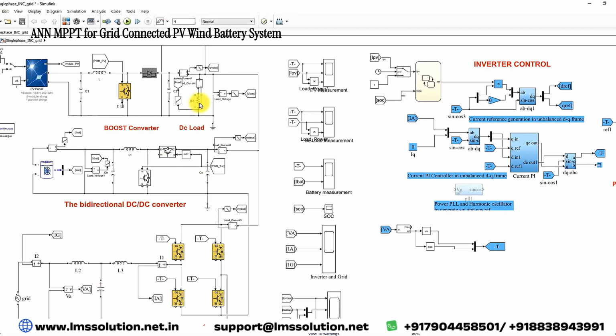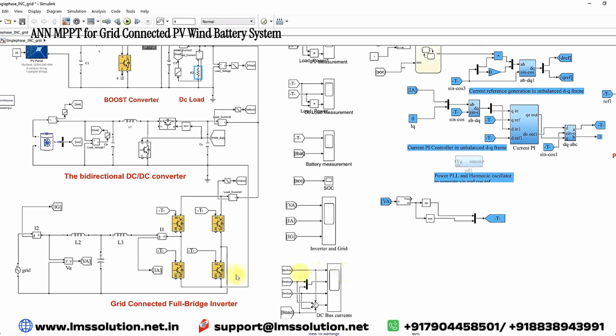And here we are using a DC load. The DC load draws DC power from the wind, PV and battery, and it can draw power from the grid based upon the PV power and the SOC. Next we are going to see about the grid connected inverter and grid. Here we have a single phase grid connected to the inverter via the filter to the DC bus.